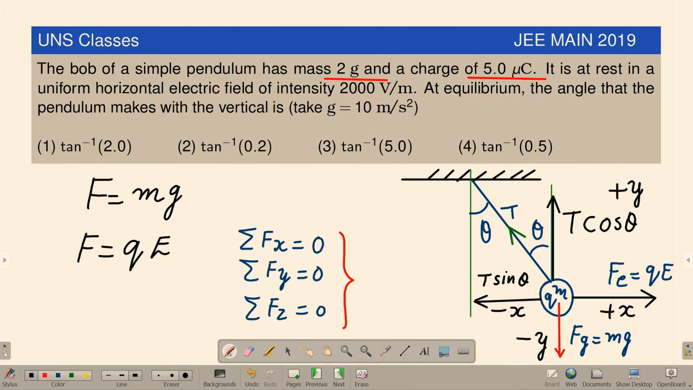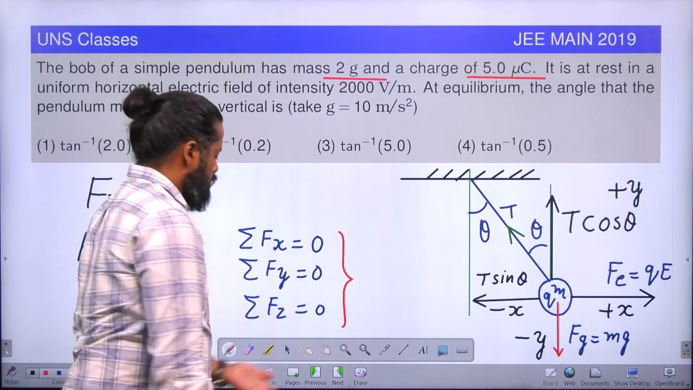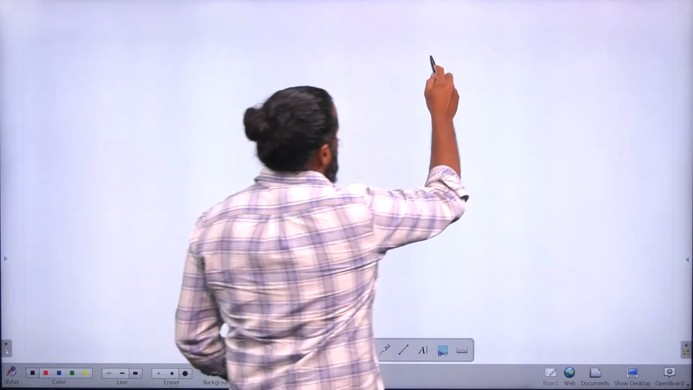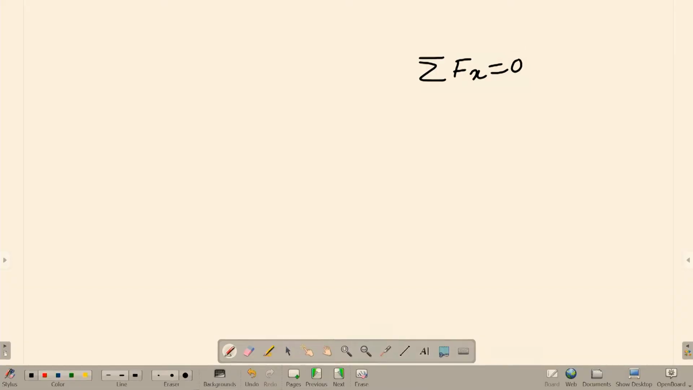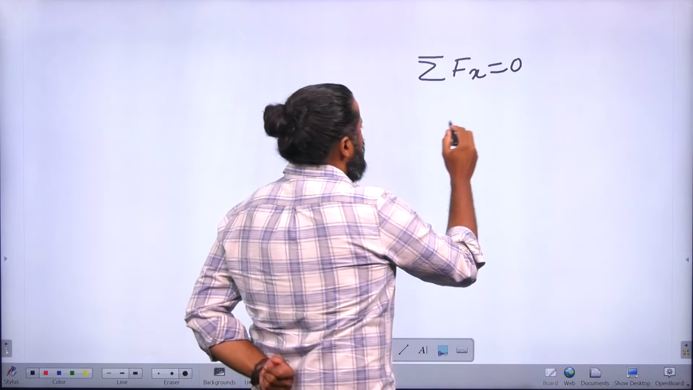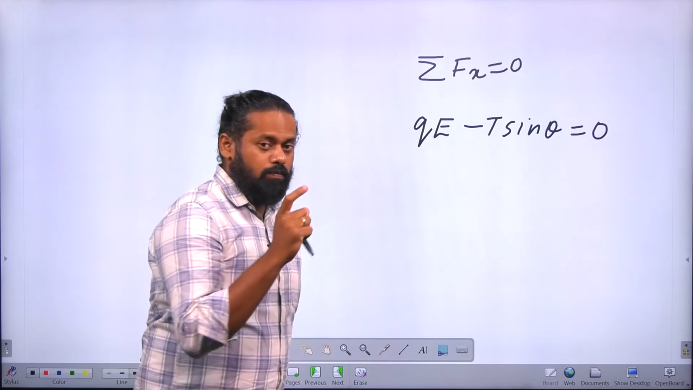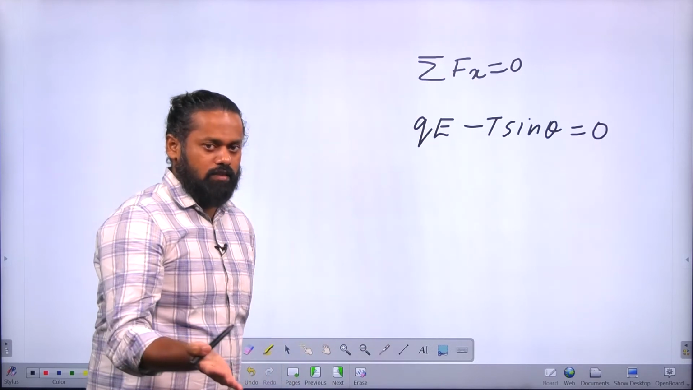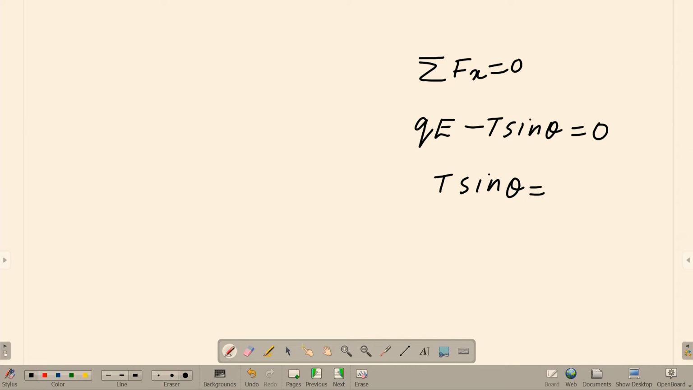When you apply the equilibrium concept, we get the final equations. Applying sigma Fx equal to 0, the sum of all forces acting in the x direction is 0. In the positive x direction, you have QE. In the minus x direction, you have minus T sin theta. That should be equal to 0 if the system is in equilibrium, which means the net force in all directions is 0. So T sin theta is equal to QE. Let us call it equation number 1.